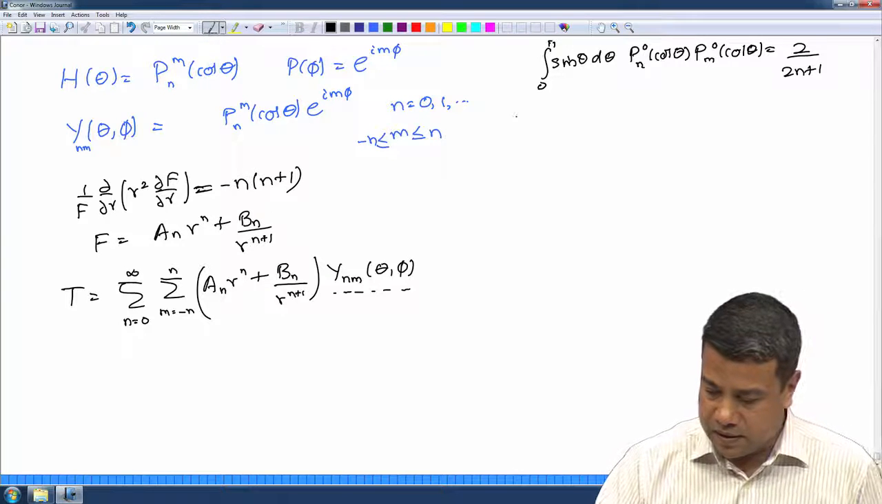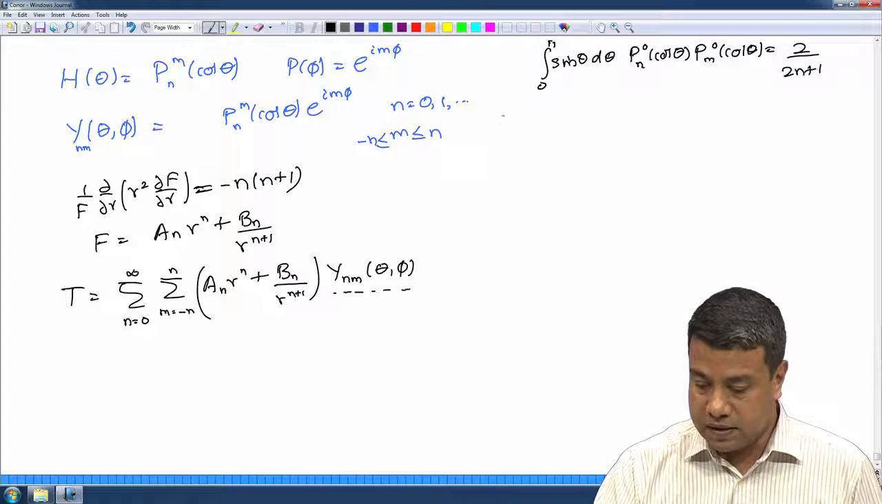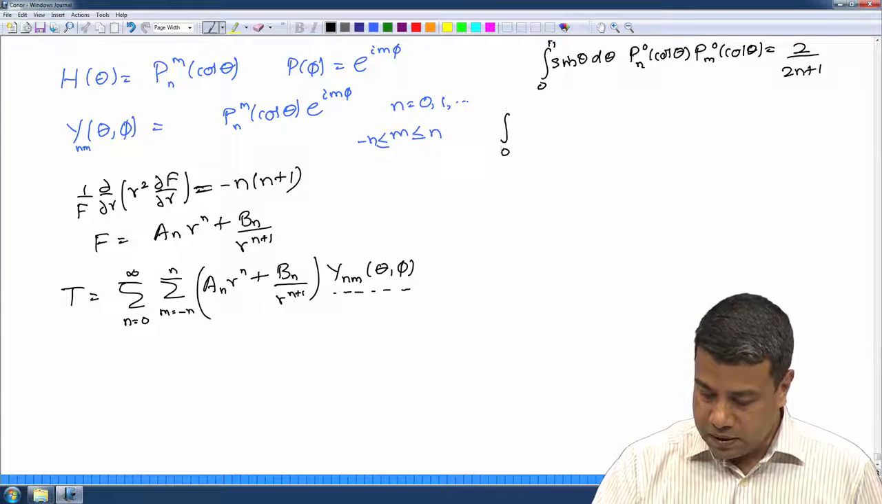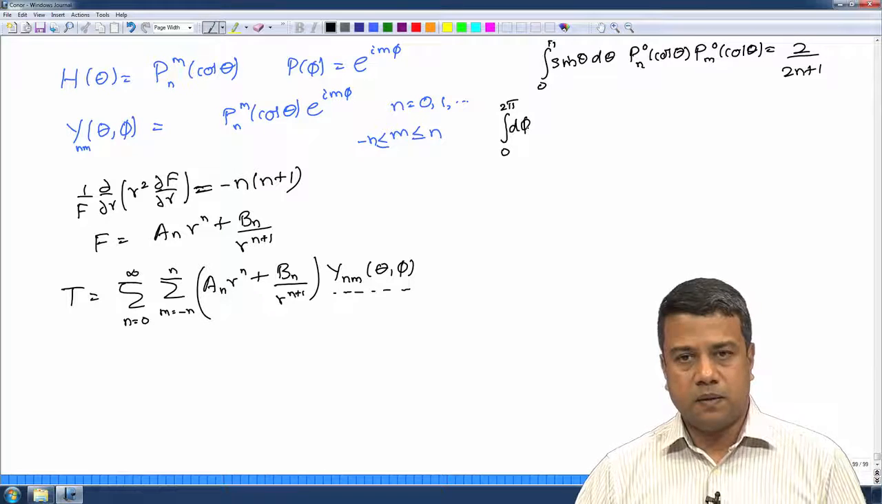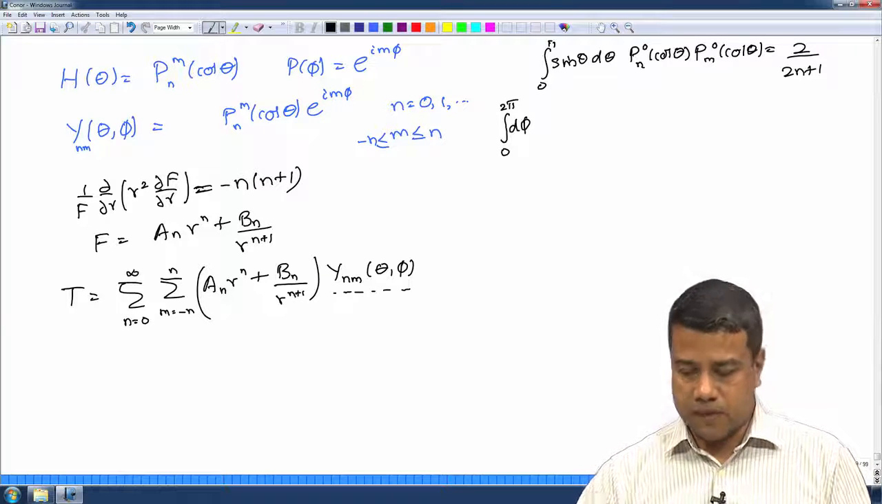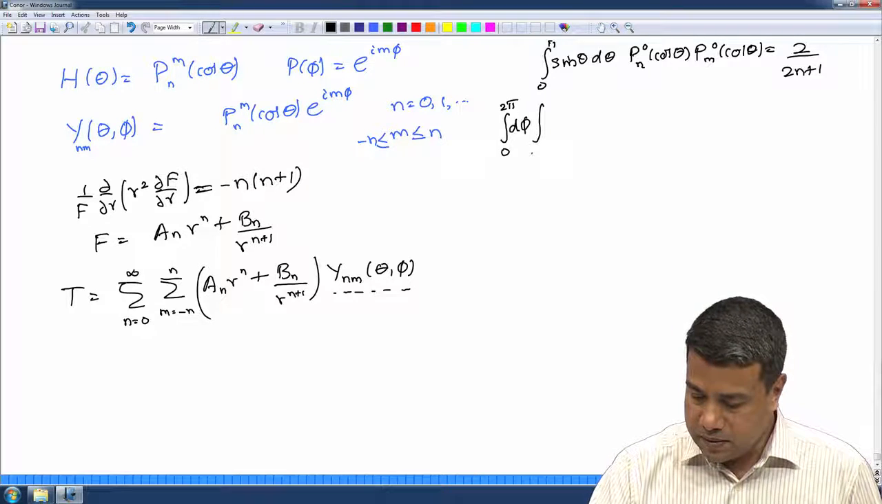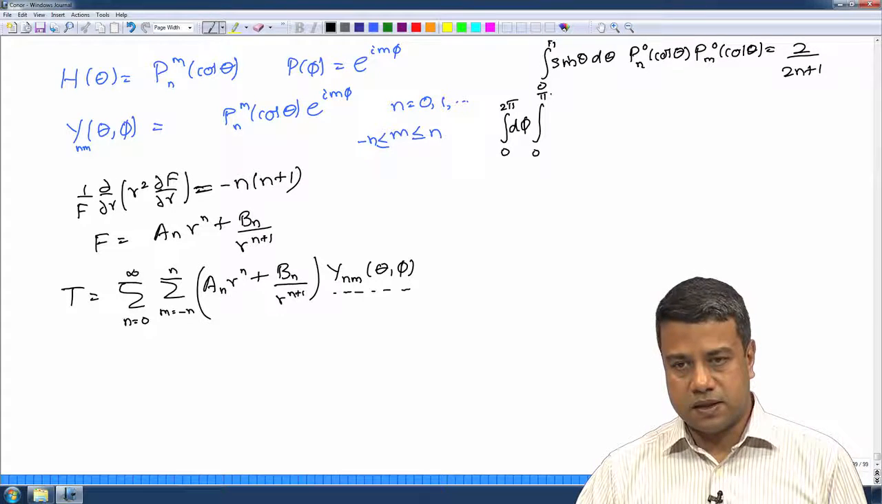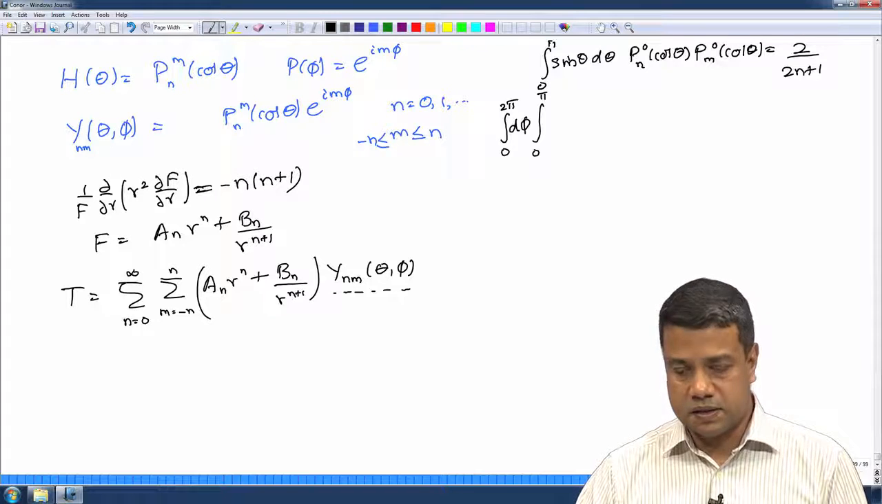Similarly, the spherical harmonics satisfy orthogonality relations as well. In this case, you go from 0 to 2 pi in the phi direction, because in the meridional direction you go from 0 to 2 pi. In the azimuthal direction you go from 0 to pi. Plus z axis is theta is equal to 0, minus z axis is theta equals pi.